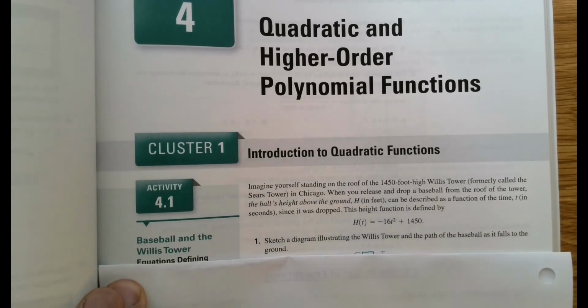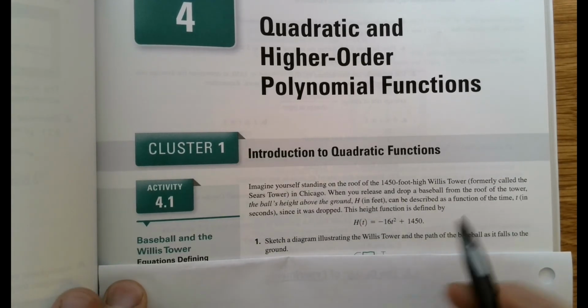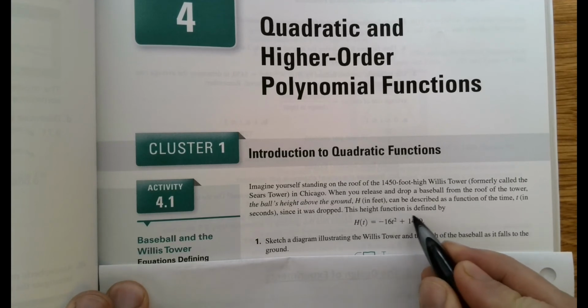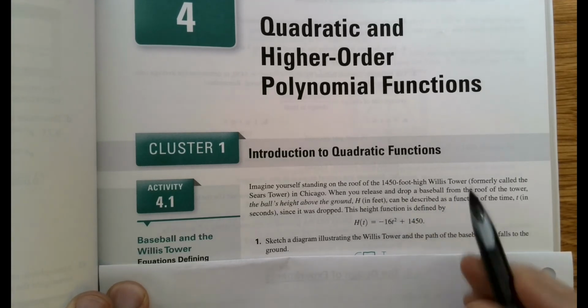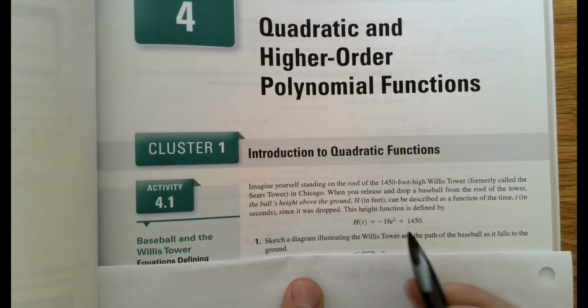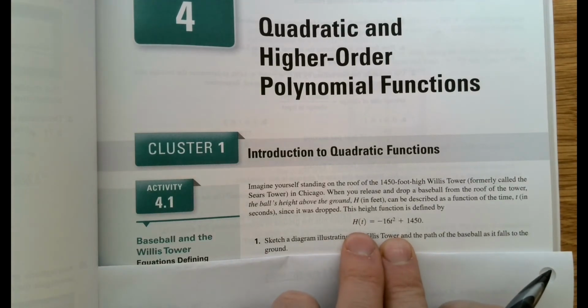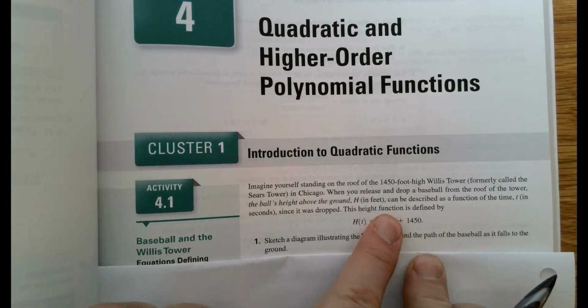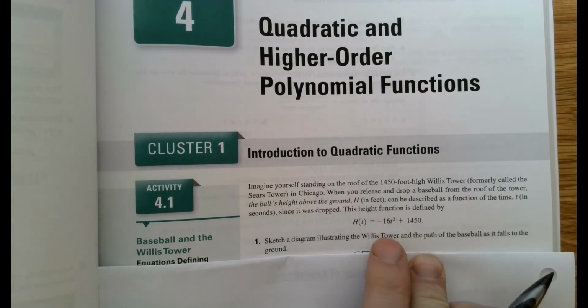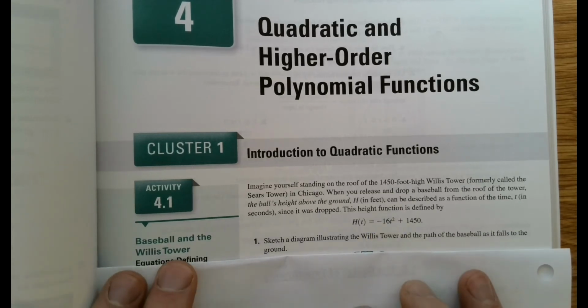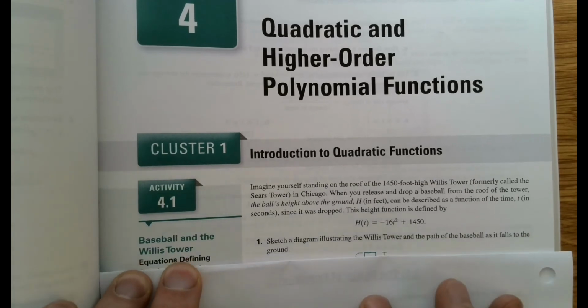foot high building. So here's this equation that models it, and you can see this height, 1450, came from the height of the building. And then this negative 16t squared, this t is time. And so after 0 seconds, so before we drop the ball, or right before it, the height would be 1450. And then as time passes, the height of the ball is going to decrease. Notice it's negative 16 times the time squared. You might know some things about gravity, which is where that negative 16 comes from.